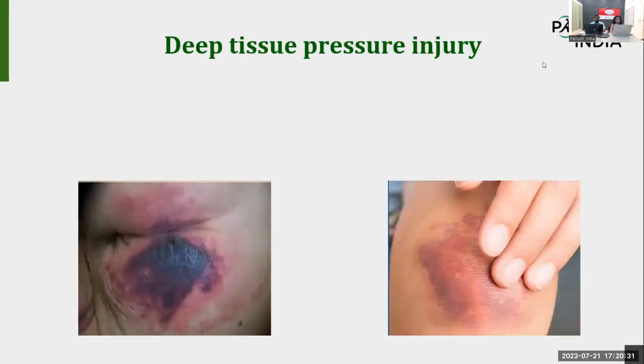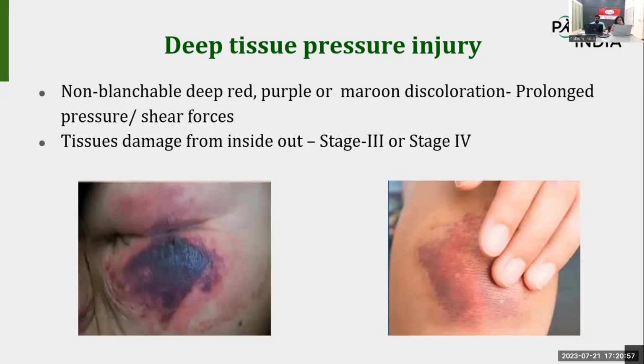So this one is the deep tissue pressure injury. Actually, here the superficial skin is not peeled off at all, but from inside, the deep tissues are getting damaged. So while peeling off, that wound can go to any extreme level, up to the 4th stage. So this one is the deep tissue pressure injury.